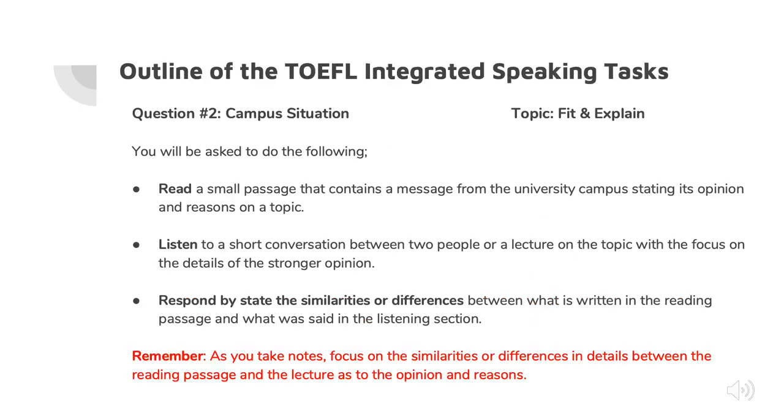Outline of the TOEFL integrated speaking task. Question number 2, campus situation. Topic, fit and explain. You will be asked to do the following. Read a small passage that contains a message from the university campus stating its opinion and reasons on a topic. Then you will be asked to listen to a short conversation between 2 people or a lecture on the topic with the focus on the details of the stronger opinion.